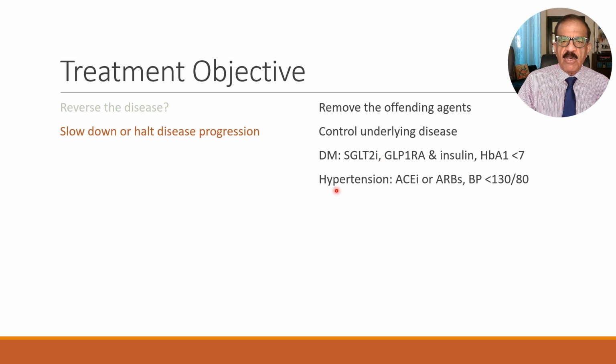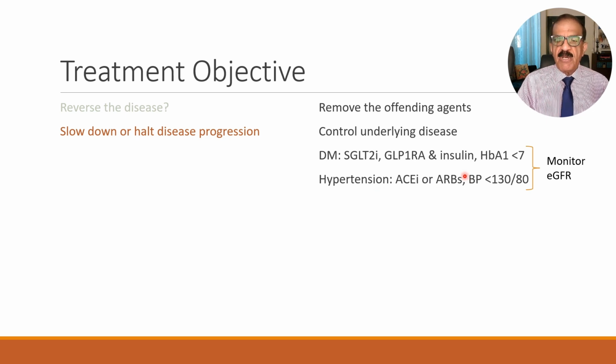If the patient has got hypertension, you use angiotensin converting enzyme inhibitors or angiotensin receptor blockers. And the aim should be to keep blood pressure below 130/80. This is what most societies say, although JNC 8 says 140/90 is good enough if you can keep it below, but I think 130/80 or less would be best. In both these conditions, you need to keep an eye on GFR.